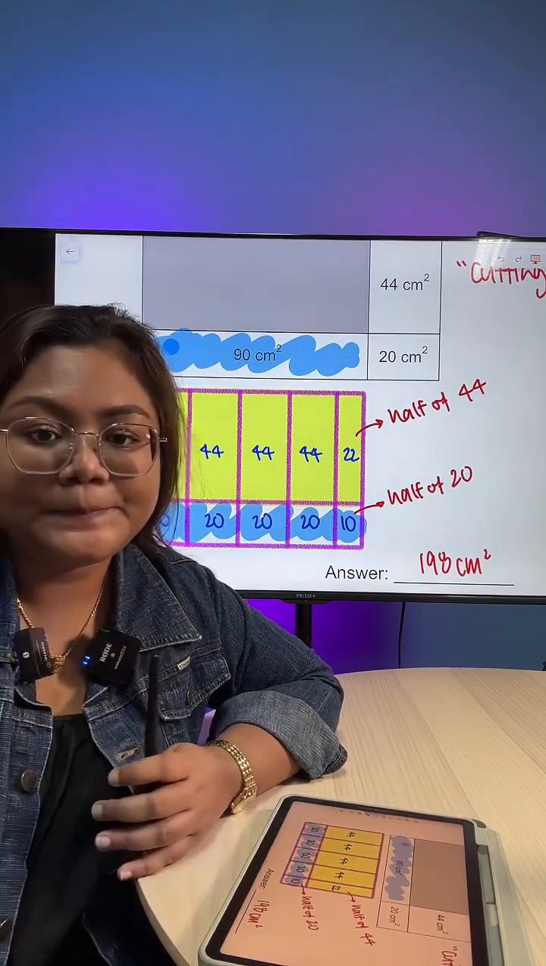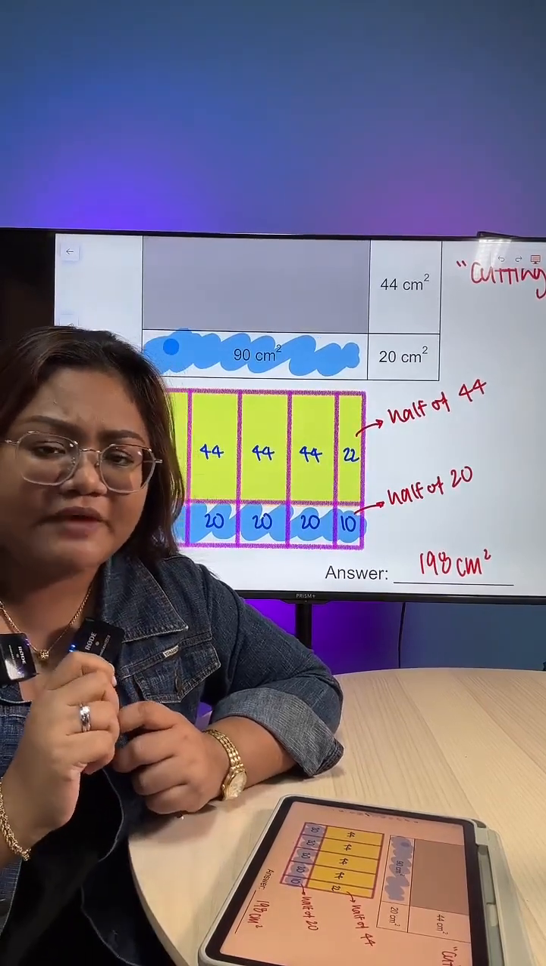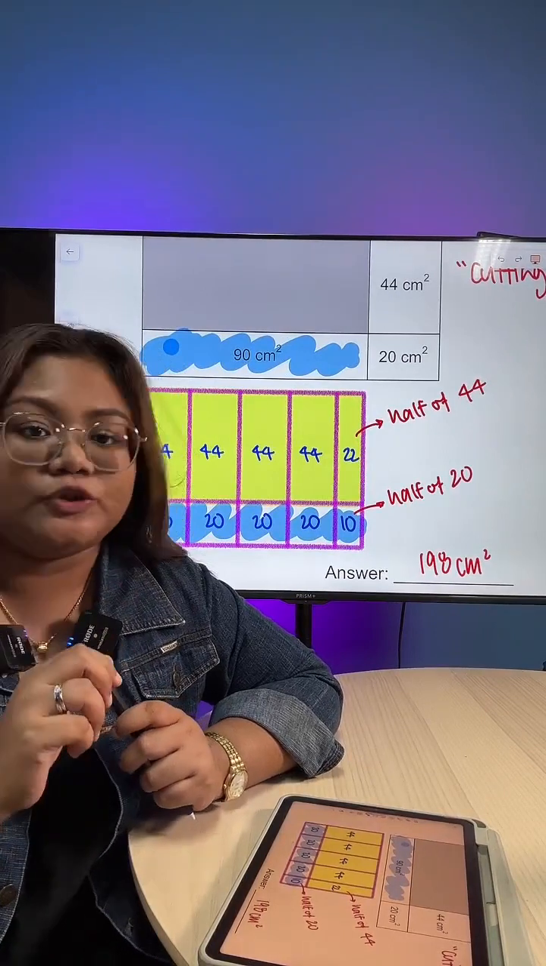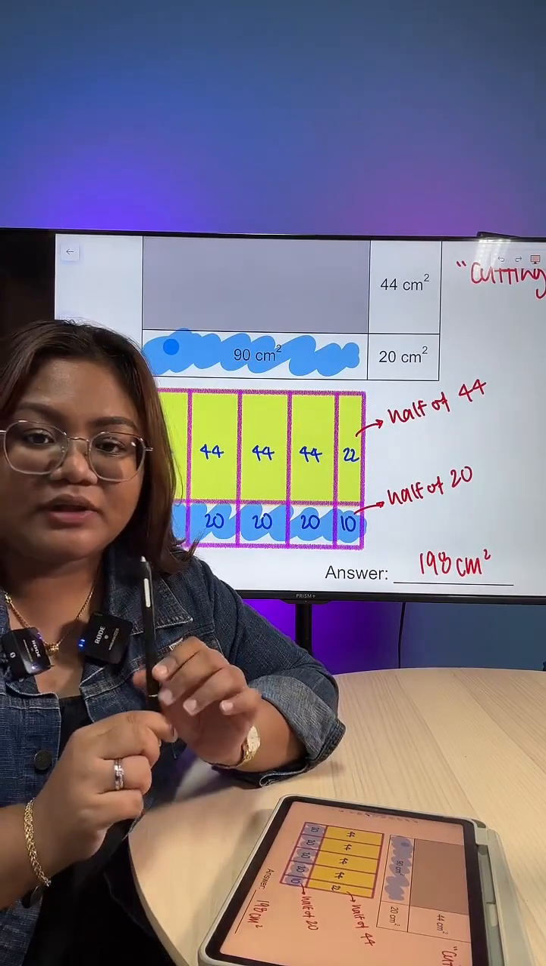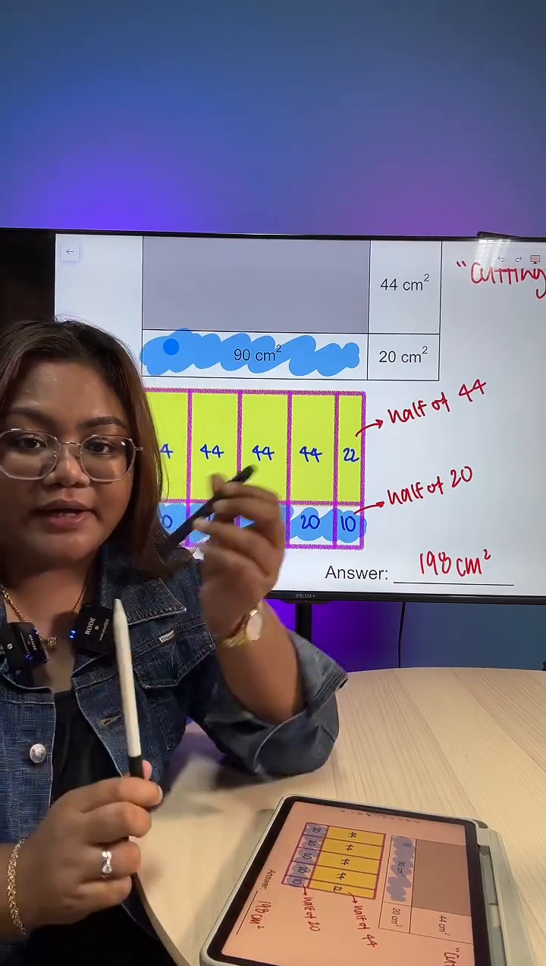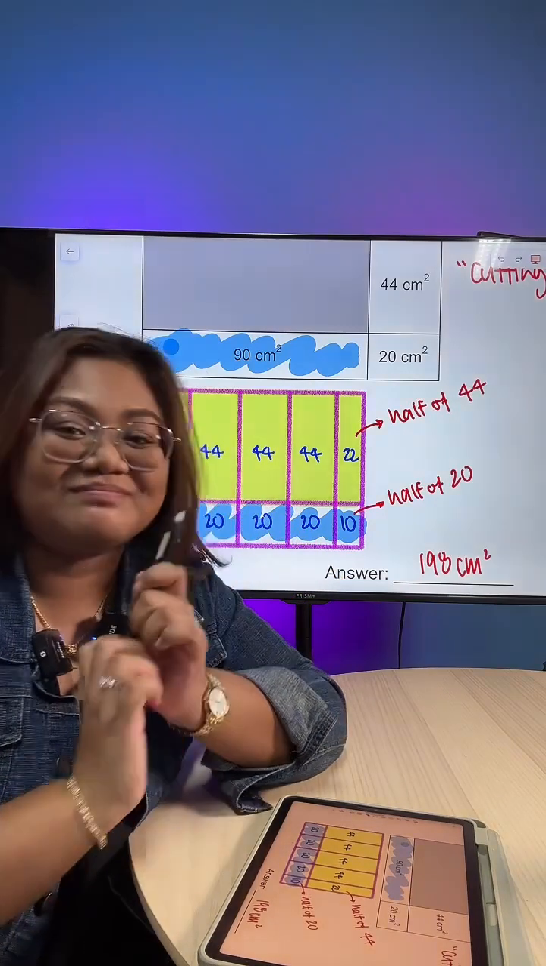Understand, everybody? Alright. This one no need to prove. In primary math, very little proving. For this question, no need to prove also. Okay? Alright. This is a regular Apple Pencil. I am just putting a sleeve on top so that it's easy for me to write.